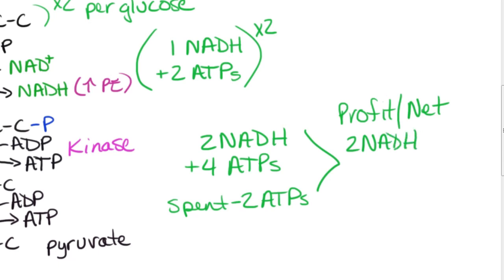NADH is again holding on to those valuable electrons. It does have extra potential energy because it is holding on to those electrons. And we have 2 ATPs profit. Okay, and this would all be sitting out in the cytoplasm because that is where the process of glycolysis takes place.